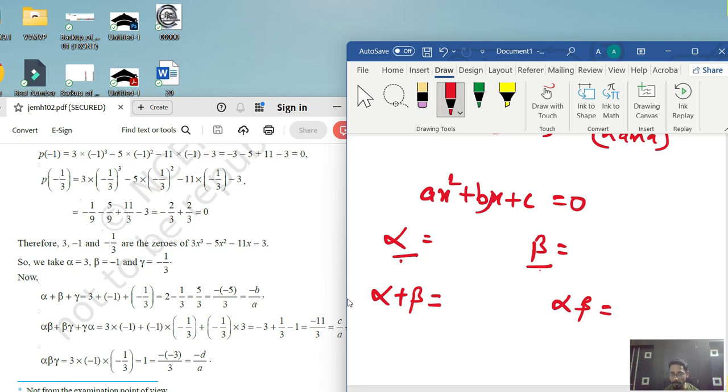So the second term divided by the first term is called alpha plus beta. Okay, if you divide all by a, you can understand easily. So the second term divided by the first term with a negative sign. First will be positive, second negative, third positive. So with a negative sign, it is the value of alpha plus beta, and the third one, c by a, will be the value of alpha into beta.